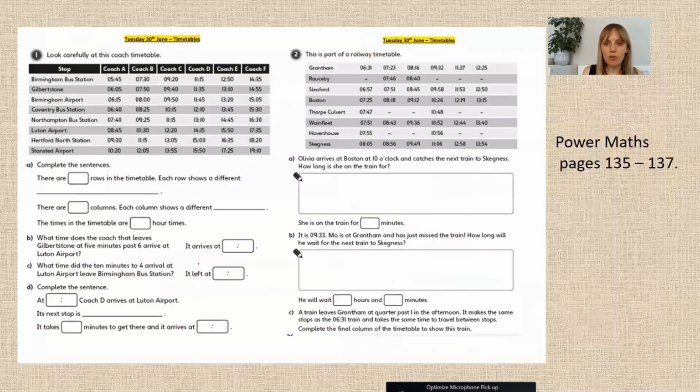All right, so here's your work for today. You're looking at Power Maths pages 135 to 137. Lots of timetables. Remember to write down things and highlight what you're looking at. So you're going across and looking at the right columns, because that makes things a lot easier.